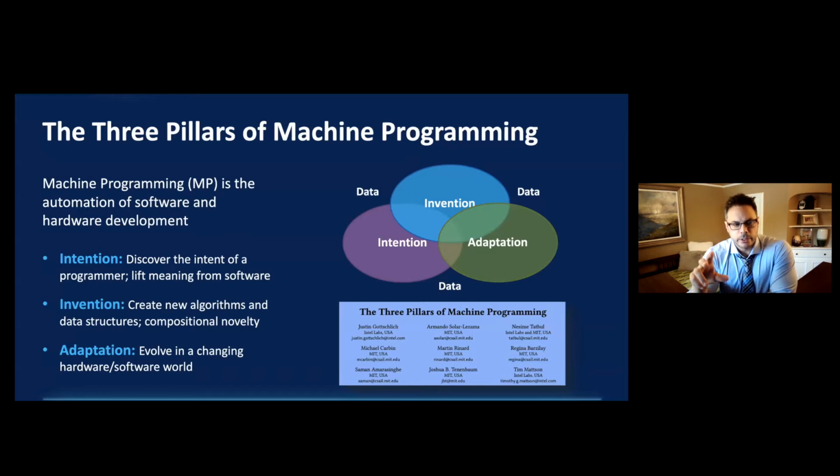But intention is principally about finding new ways or improving the ways that humans and probably in the future machines communicate their ideas to machines. And the way we principally do this today is through writing code, that we write code and the machine understands the code and then it does stuff.